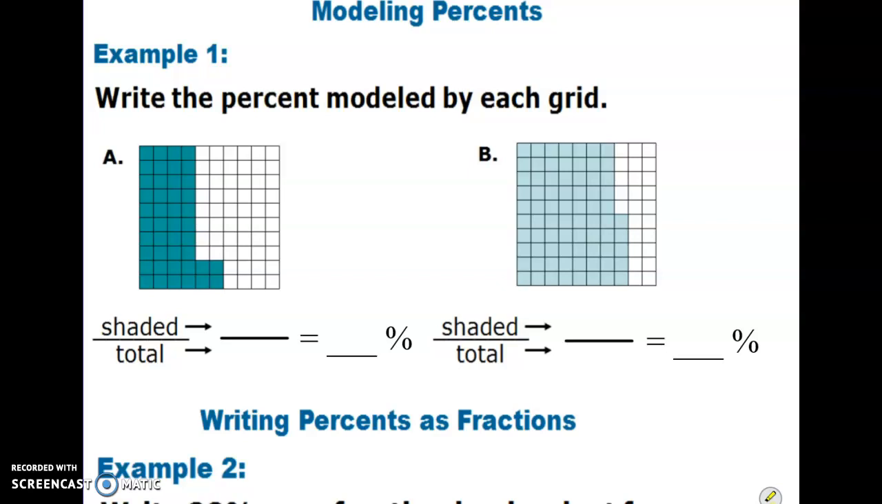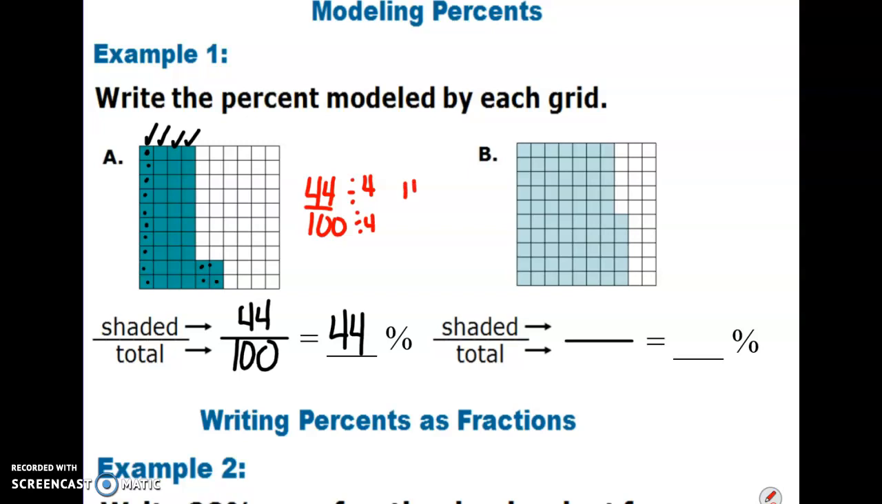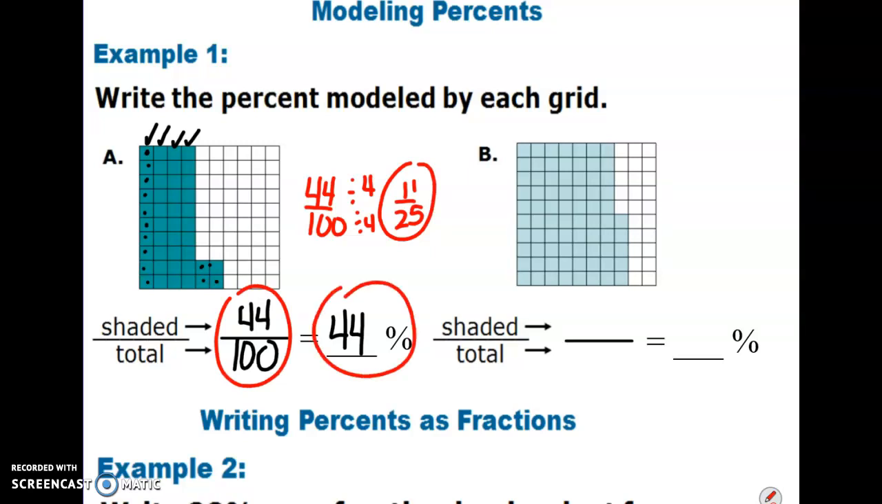What I could do is count each of these off: 1, 2, 3, 4, 5, 6, 7, 8, 9, 10, 11, 12, and so forth. But I could look, I've got 4 columns of 10, and then 4 additional ones. So that would be 44 hundredths, or 44%. Now, if I were to go back like we did at the start of the lesson and try to reduce 44 hundredths, I could divide both of these by 4, and I would get 11 twenty-fifths. So 11 twenty-fifths is the same as 44 hundredths, which is the same as 44%.